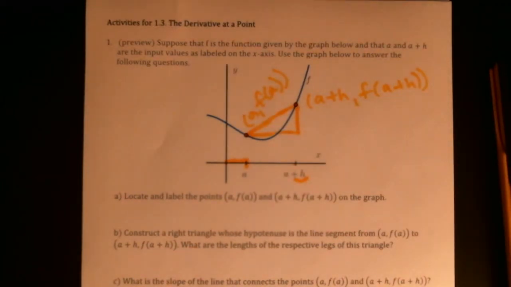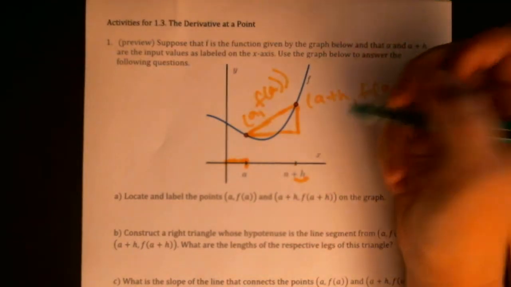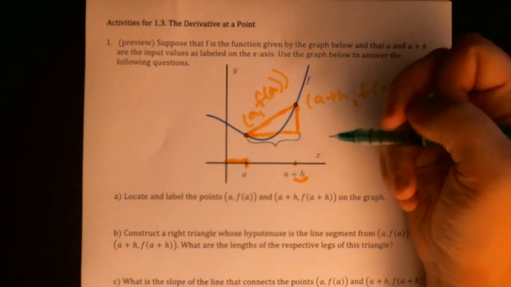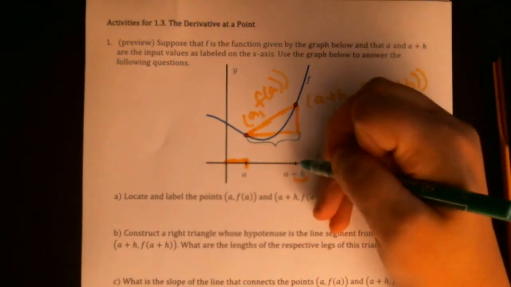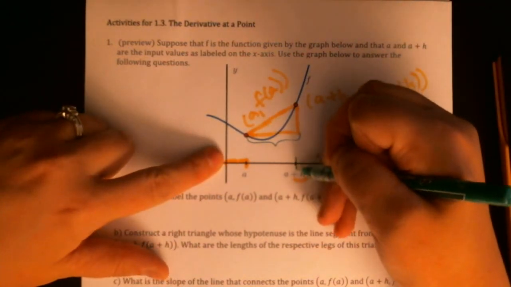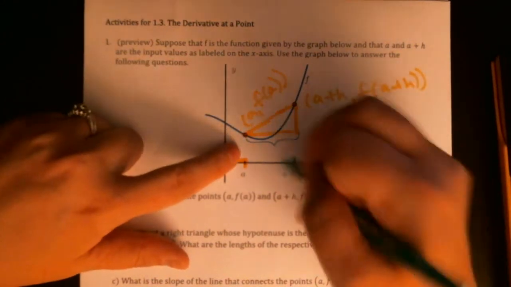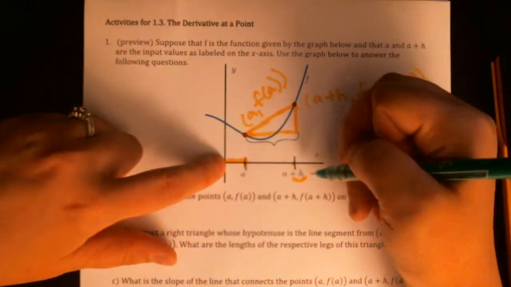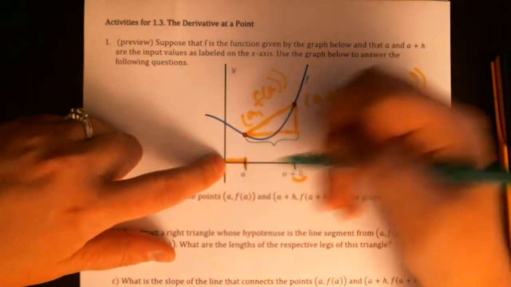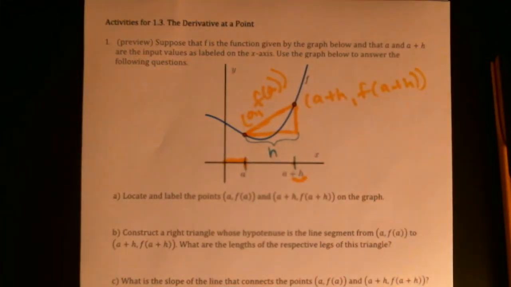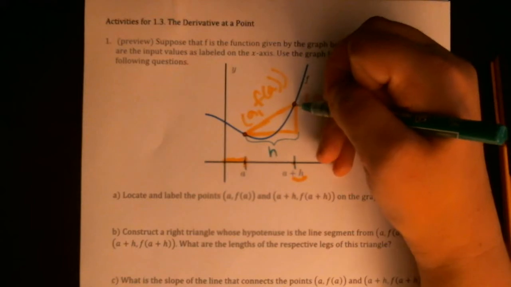So here, let me grab a smaller pen so this fits. If we want to figure out how long this is, we would say, okay, well, we know that from the y-axis to here is a plus h, and we need to subtract off this distance, which is a, so it's a plus h minus a, which is just h, which again goes back to what I was saying before, that h is telling us how far apart our two points are.